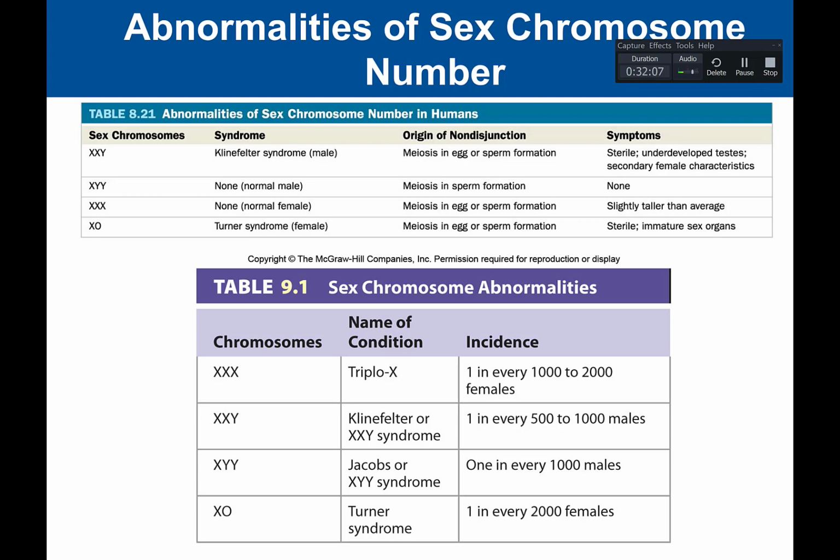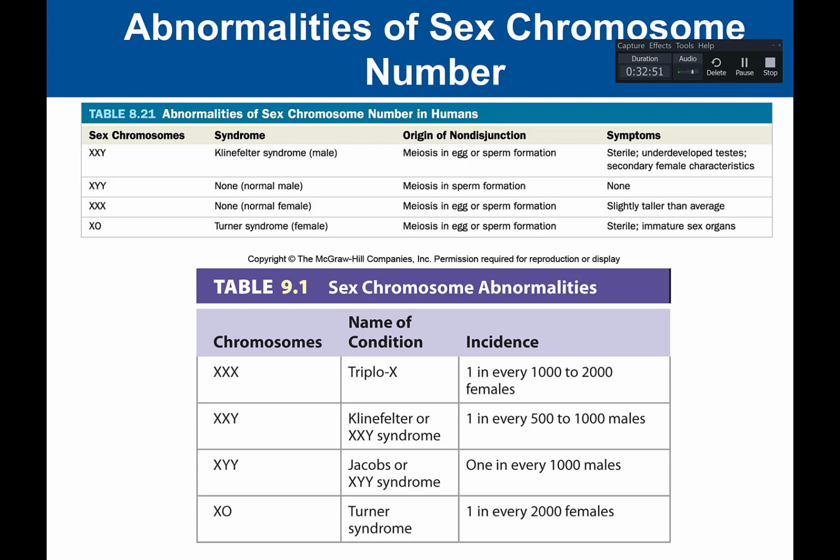XYY. Your textbook says the syndrome is normal. However, there is something called Jacob's syndrome, and that is 1 in every 1,000 males. XO is going to be something called Turner syndrome. XO means that they're missing that sex chromosome. They are monosomic. They only have one X, and that's it. In Turner syndrome, females who have this condition are sterile, and they typically have immature sex organs. They don't go through puberty normally like other kids their age.